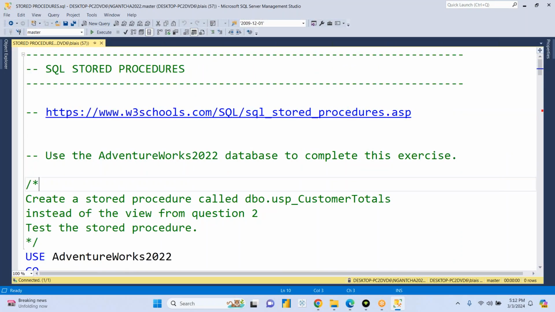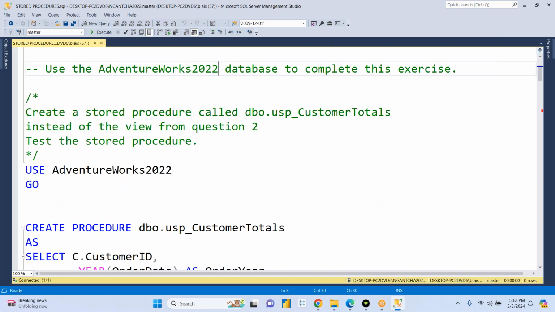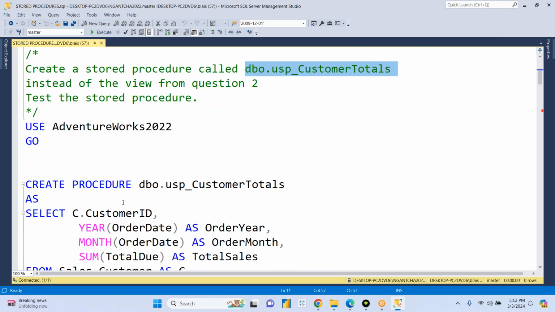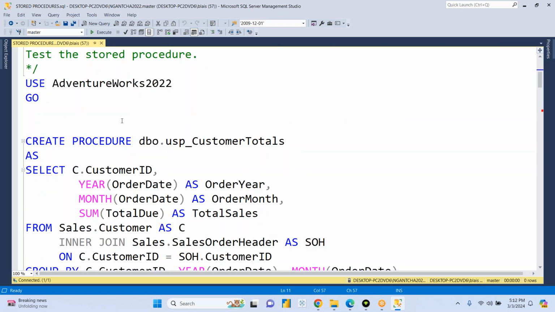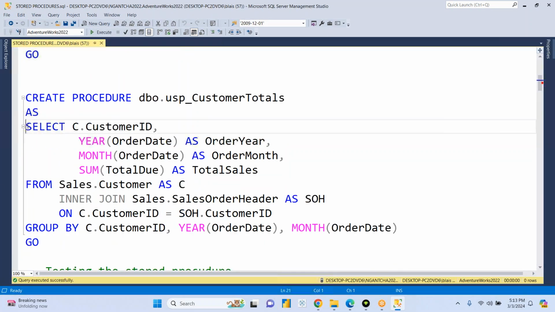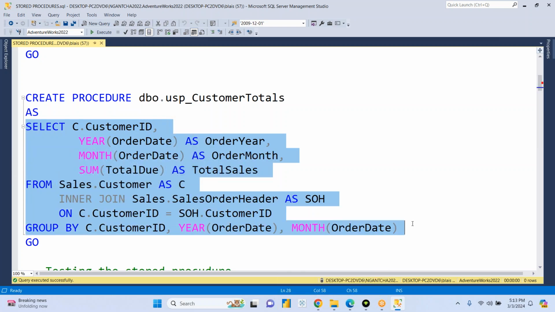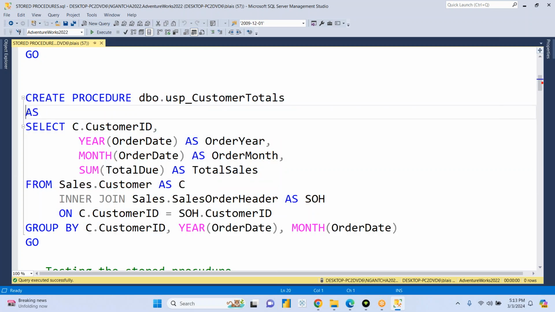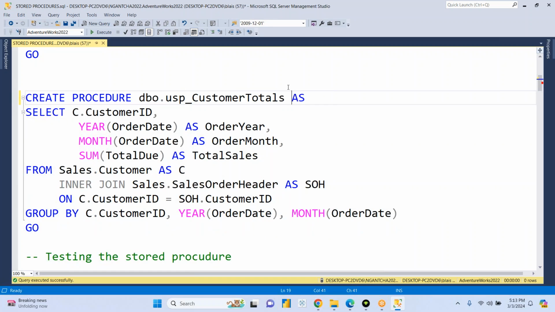Let's use AdventureWorks, this database, to complete this exercise. So create a stored procedure called this instead of a view. Last time we used the same stuff to create a view. So let's create a stored procedure instead of a view. This is the code that has been given to us. See, this is the code. This is the only line we're going to add above it. This is the one line you add above to transform it.